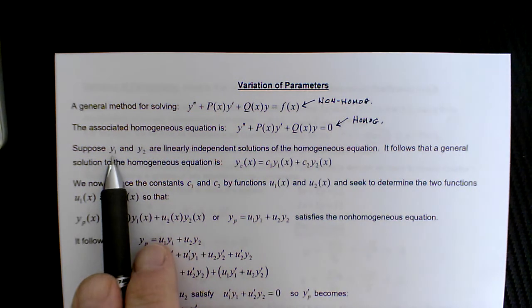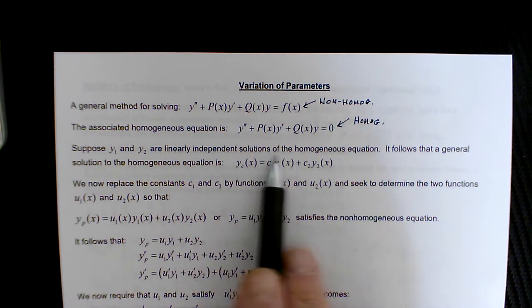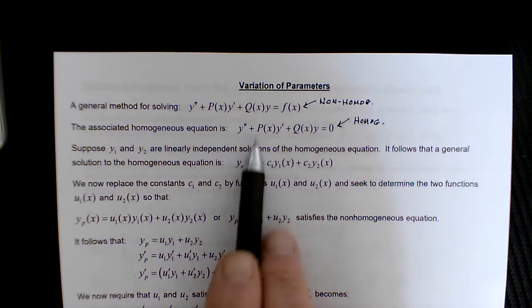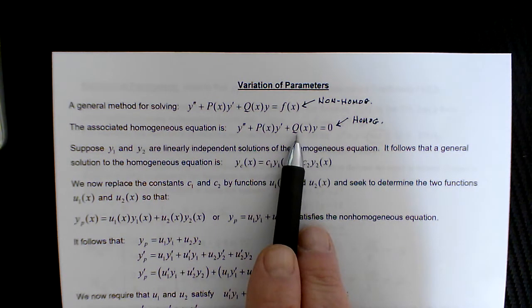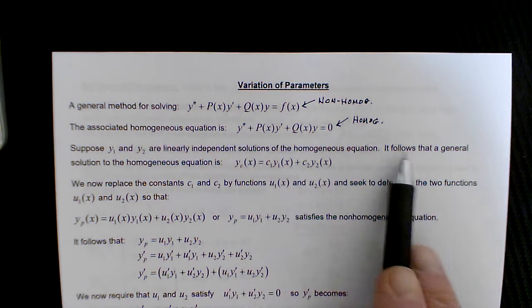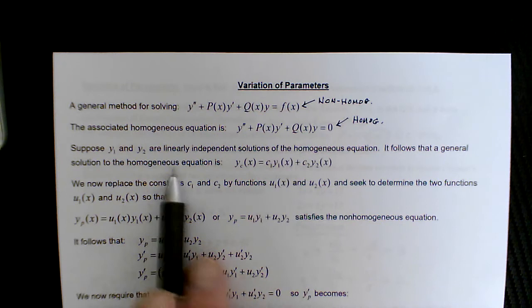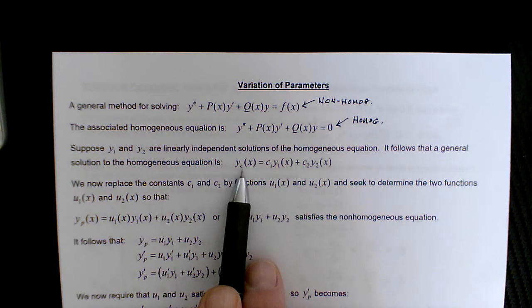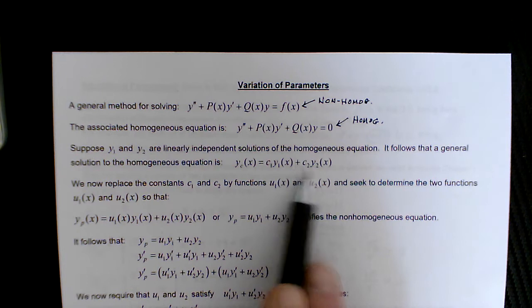And we suppose that y1 and y2 are linearly independent solutions of the homogeneous. So if these have constant coefficients, we can find y1 and y2 very easily by our theorems that we've been using all along. And so it follows that the general solution to that homogeneous equation is going to be of this form: y sub c is c1 y1 plus c2 y2.